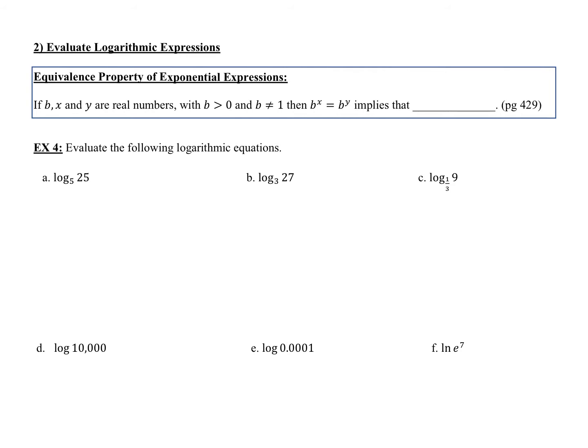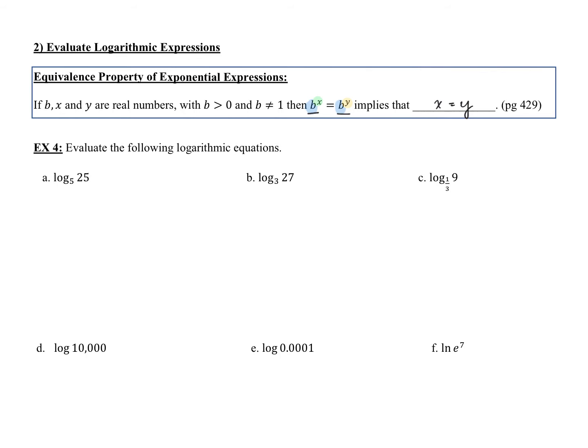4.2, evaluate logarithmic expressions. Equivalence property of exponential expressions. So if b, x, and y are real numbers with b greater than 0 and b not equal to 1, then if we have b to the x equals b to the y, this then implies that those two powers must be equal. So x must equal y. And this is only if the two bases are the exact same value.